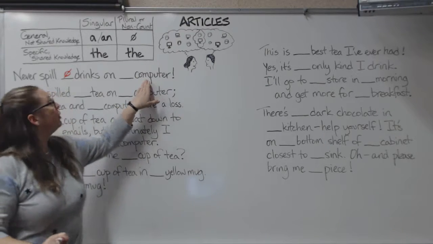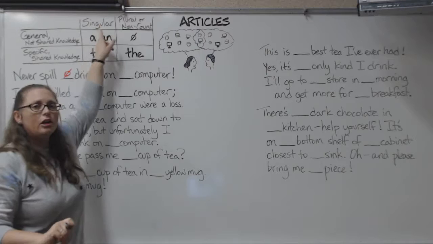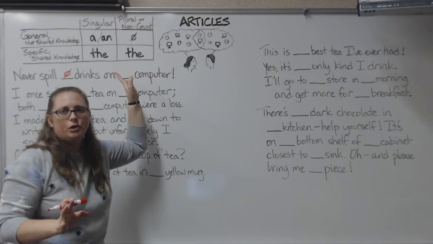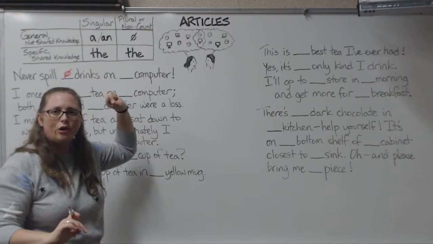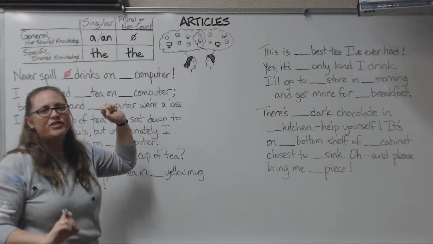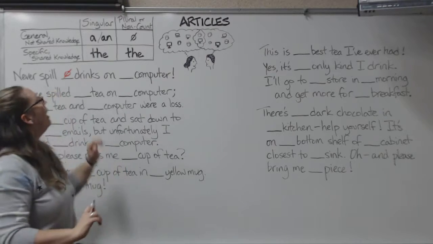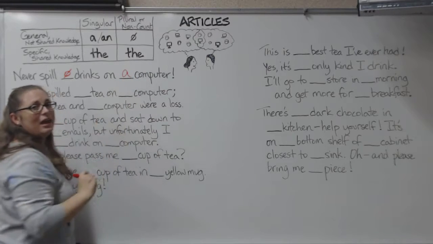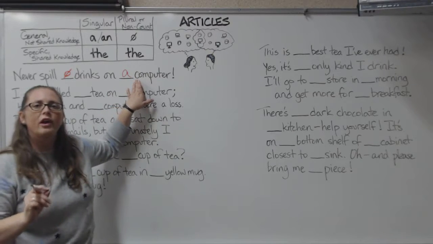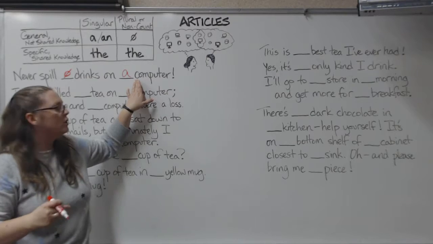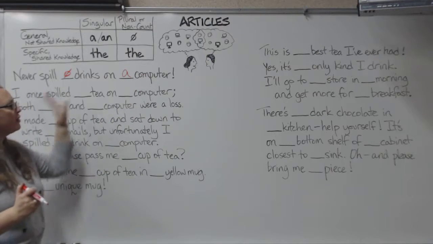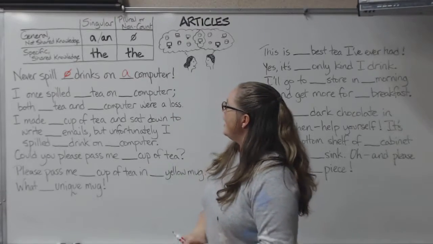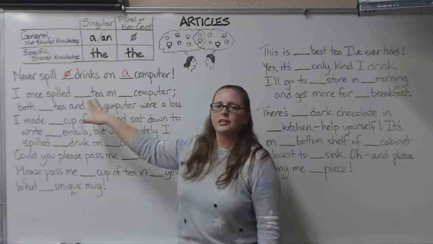Computer is singular. If it's singular, you must have some kind of determiner before it. And here we're just looking at articles. So we need to have some article before it. Again, we're talking generally. We use a because this starts with a consonant sound. So we use a computer. Never spill drinks on a computer.